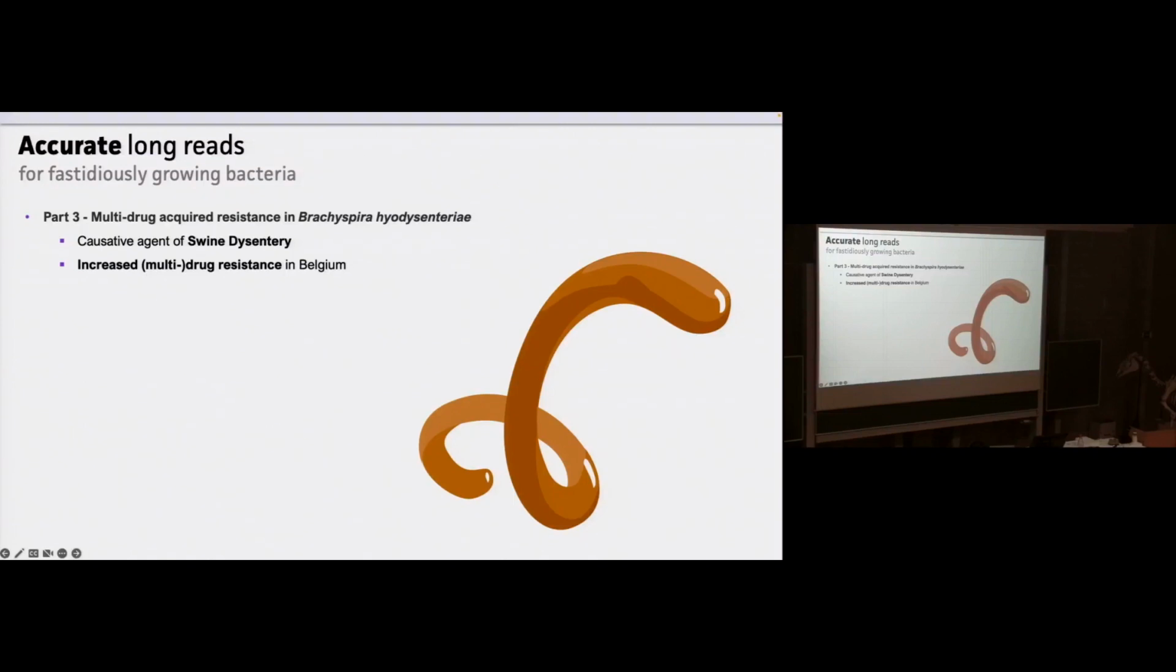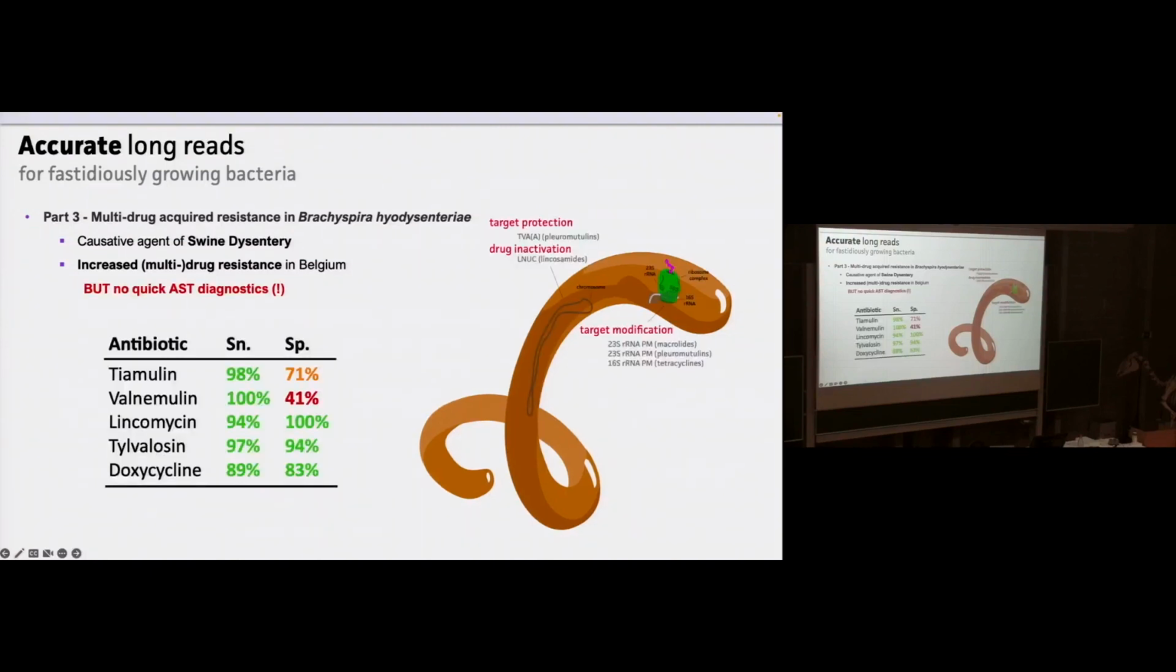Now, the same story was told for Brachyspira. It's also a very difficult to sequence bacteria, and it is a causative agent of swine dysentery. So it also is a difficult bacterium because it also has a very strange buildup. It's very difficult to grow them because it takes really 14 days before you can really get a positive culture.